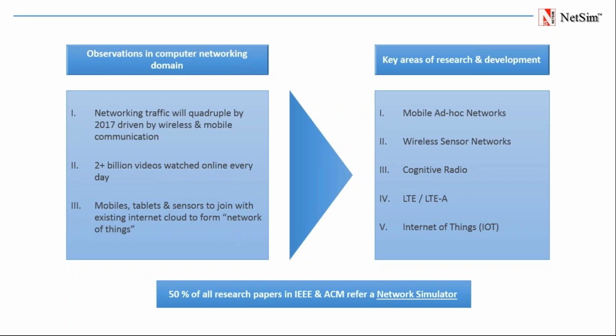So these observations conclude to some key areas of research and development, that is mobile ad hoc network, MANET, wireless sensor network, cognitive radio network, LTE network, and IoT, Internet of Things. And there is one more thing, that 50% of all research papers in IEEE and ACM refer to a network simulator. So you require a network simulator to do your research.